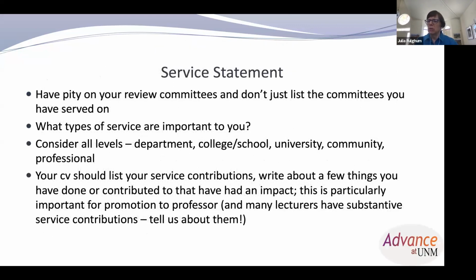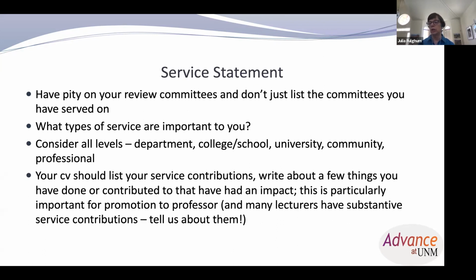The service statement's generally shorter. If you're going up for mid-pro, it's going to be real short, but you should be on some department committees. It's really boring to read a list of committees. So what are you doing? What's important to you? And consider all the levels that you are currently involved in. What are you doing in the department? If you're an assistant professor, you're probably not doing anything at the college, school, or university level. If you're an associate professor, you probably are. Write about that. And then don't neglect things you're doing in however you define your community, and things you're doing professionally.